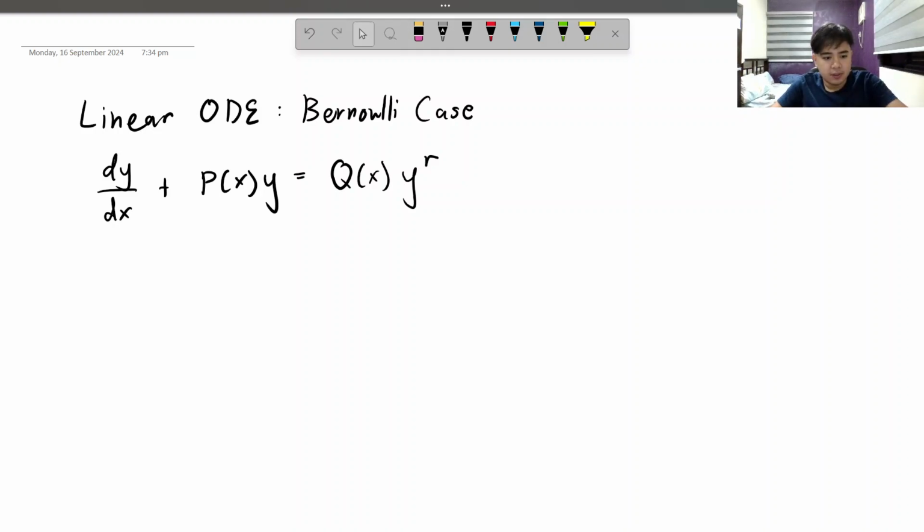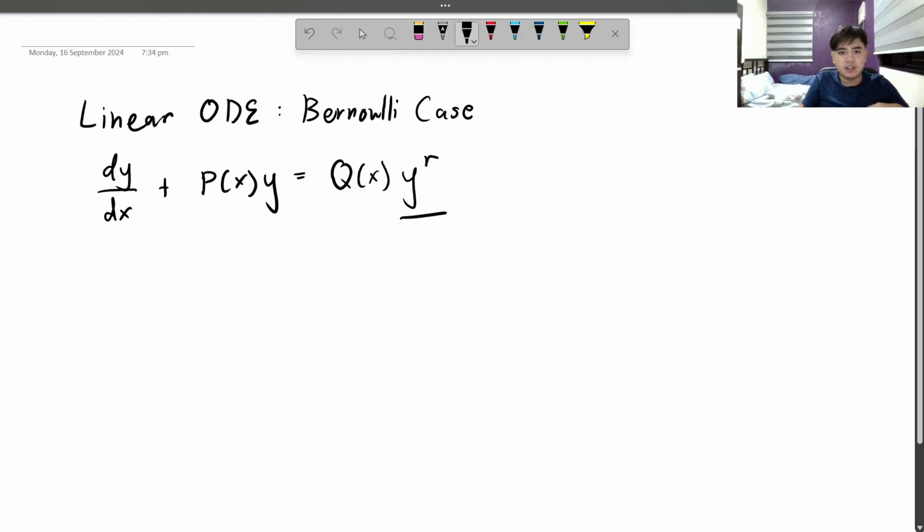So it looks pretty much like the ordinary differential equation, except with the inclusion of y to the r in here. r is any number that is not zero, essentially. So how do we get around solving this? Hmm. Wouldn't it be nice if this y to the power r doesn't exist right here?